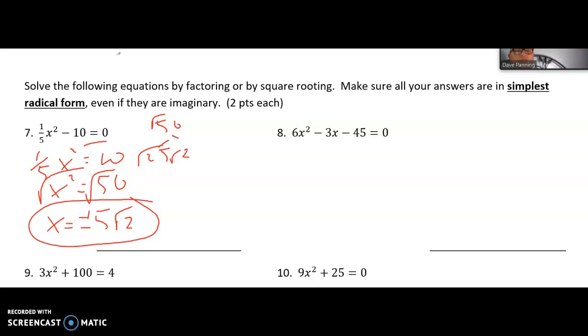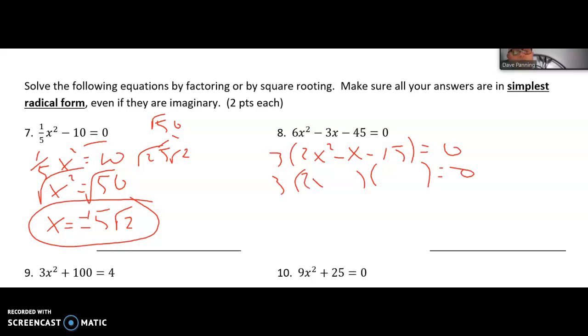we use square rooting for number 7, but for number 8 we cannot use square rooting because there's an x squared and an x, which means for this problem it looks like we're going to have to factor it. So let's see, actually maybe before we factor that, maybe we can factor a 3 out of the whole thing. And so this might make it a little bit easier. So 3 goes into 6, it goes into 3, and it goes into 45. So if I just factor out a 3, this is going to be 2x squared minus x minus 15 equals 0.